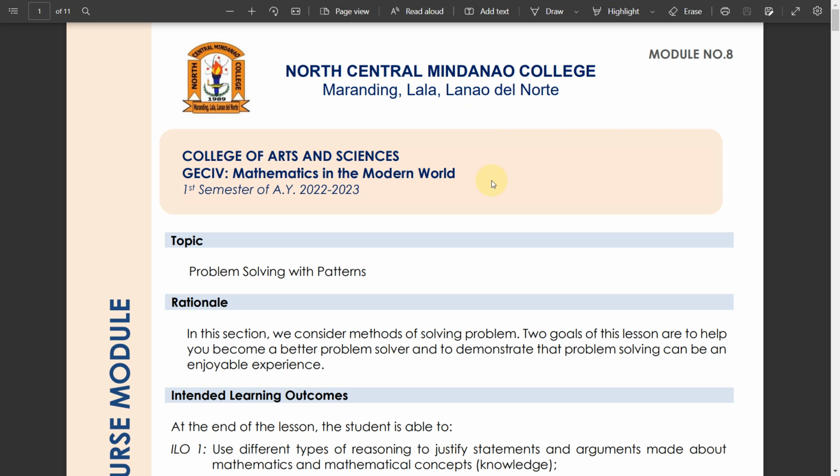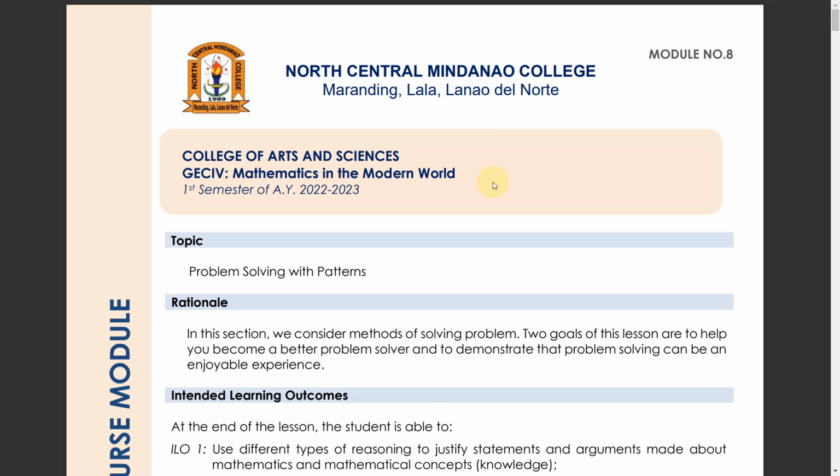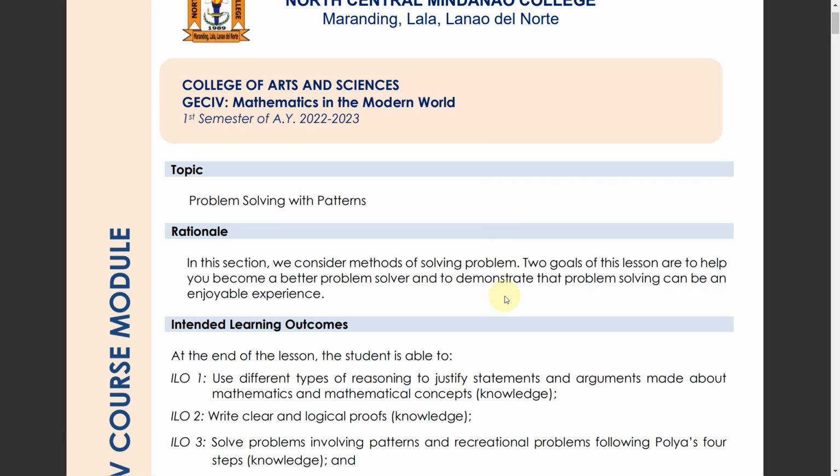So for this module, the topic that I'll be discussing is all about problem solving with patterns. If you may recall, in the previous module I discussed inductive reasoning and deductive reasoning, and that is one of the methods in problem solving. With the same topic about problem solving, this time we are going to solve problems with patterns.